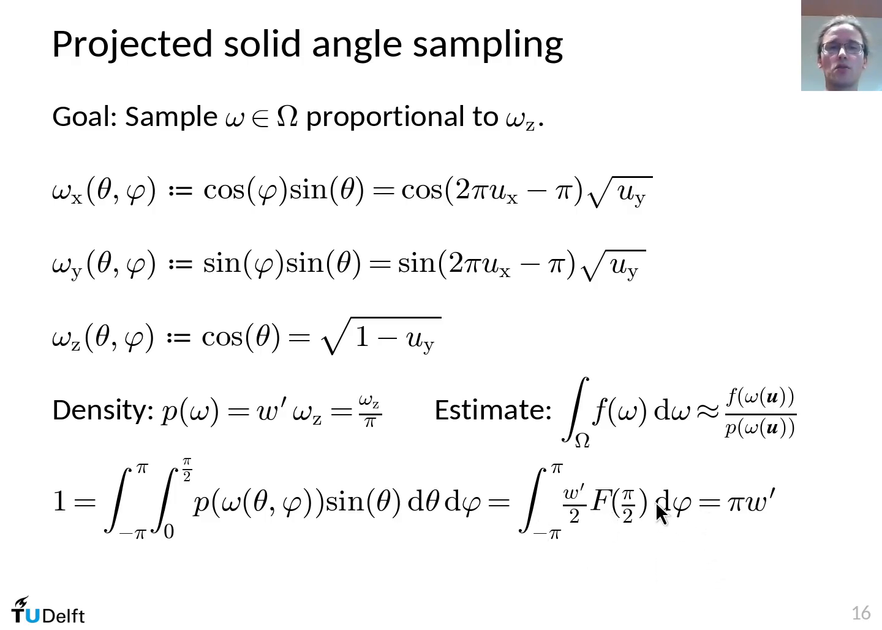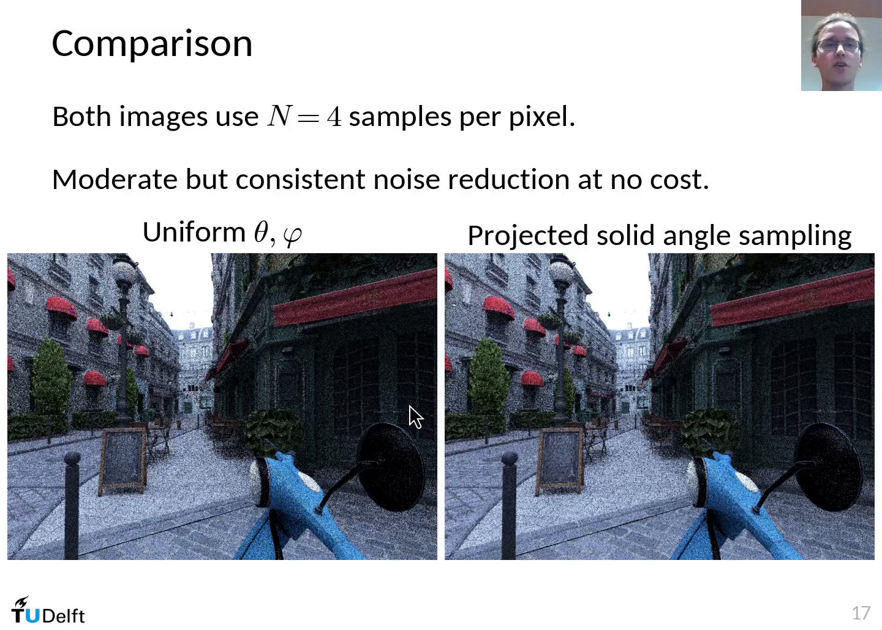And then the whole integral, when we have just w prime over 2 integrated from minus pi to pi, comes out to pi times w prime. So what this means is our normalization factor is 1 over pi, and we can use this here. And that's the density that we are sampling with now. Okay, so with that, projected solid angle sampling is complete.